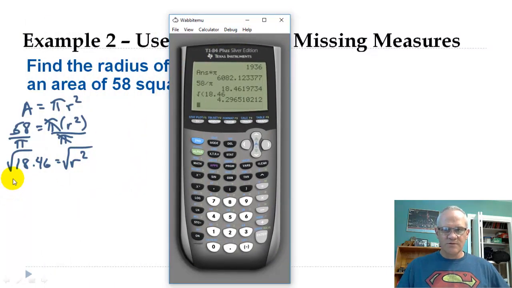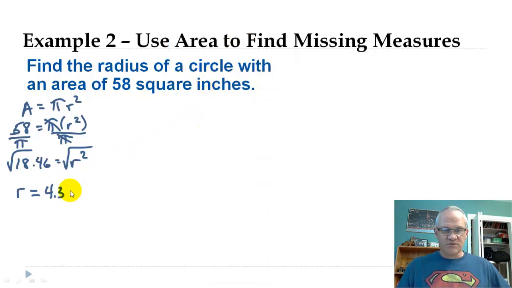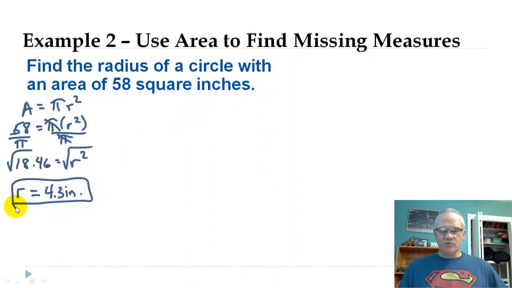So what are we doing here again? Radius. So our radius would be approximately, we'll just round that to 4.3 inches. Okay, so again, we use that same formula, but instead of plugging in the radius and figuring out the area, we just plug in the area and we can find the radius.